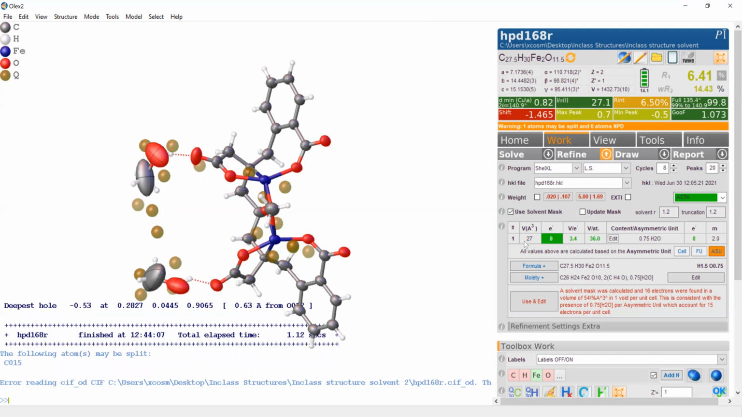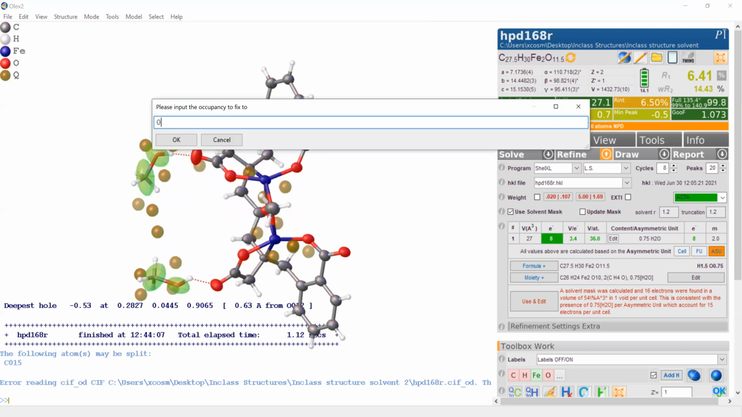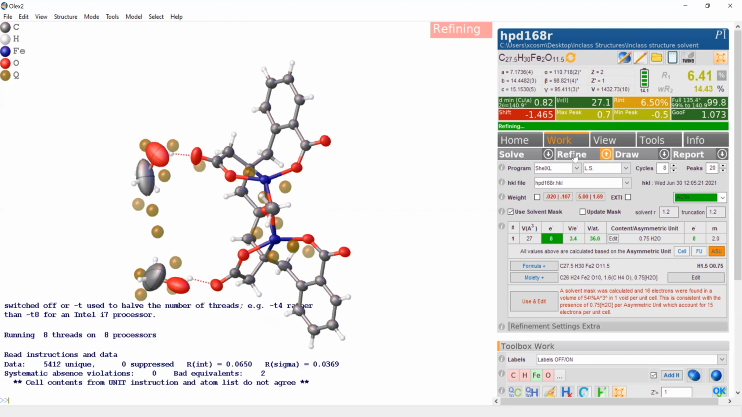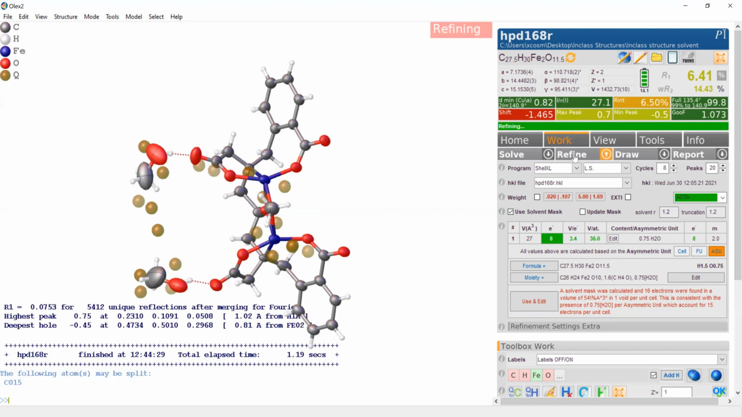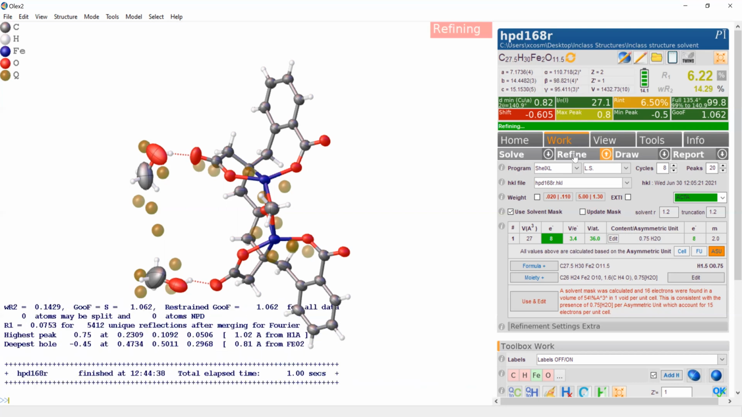Methanol molecules are definitely giving us a run for our money. Let's try custom. I'll put it at 80%. Oh, shabam. That looked good. So I put it at 80%. Let's see if it converges.